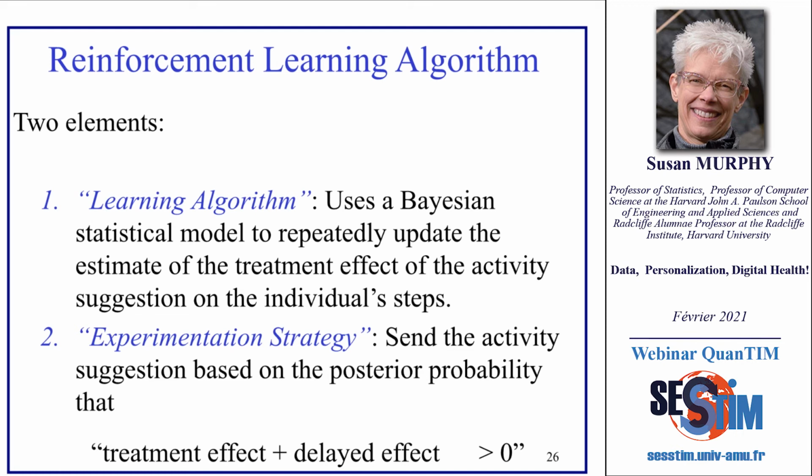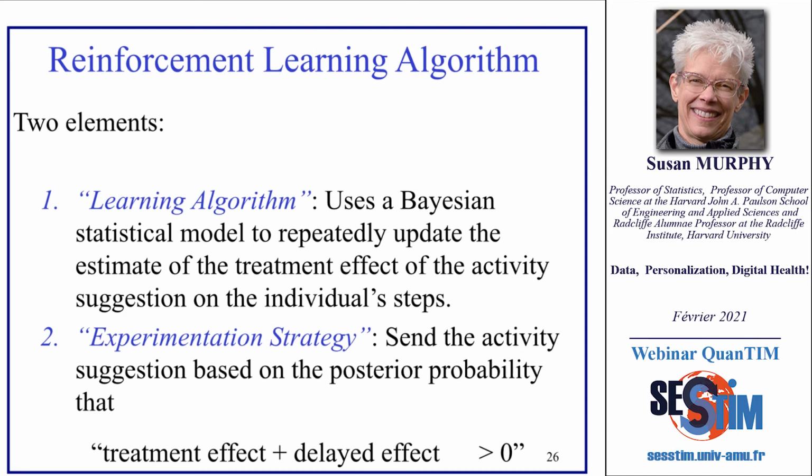So how does an RL algorithm work? Well, from a statistician's perspective or a behavioral scientist's perspective, there are always two elements to every reinforcement learning algorithm. The first element, which is commonly called a learning algorithm, fits some statistical model. And in our case, we're going to use a Bayesian statistical model. And this is a statistical model for the activity suggestion as a function of treatment effect.